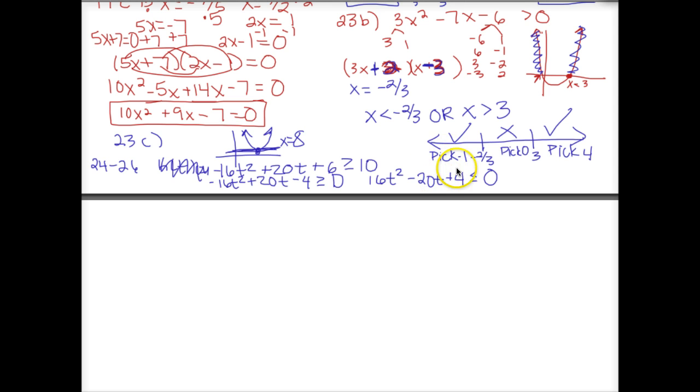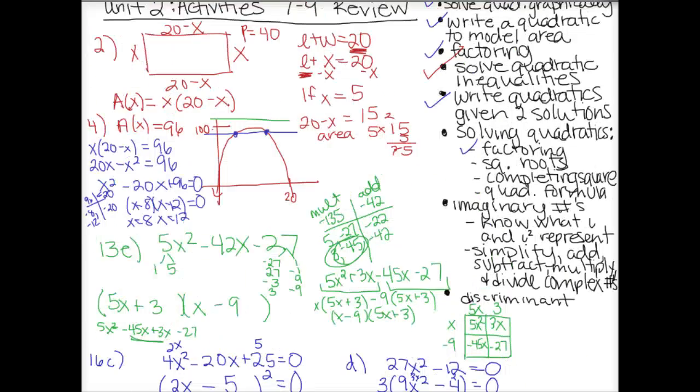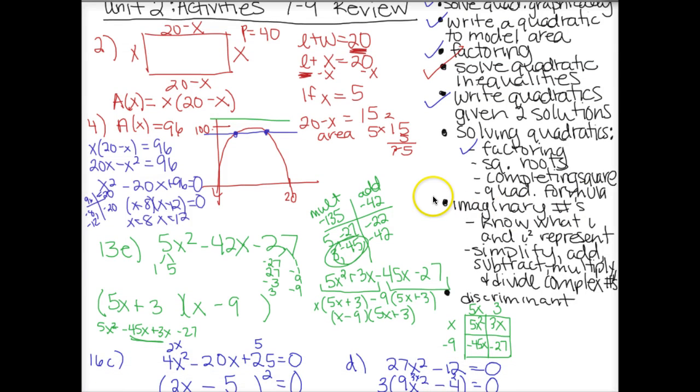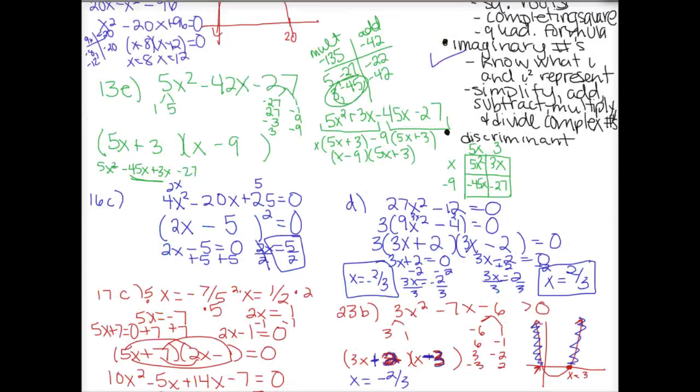All right, so let's move on to activity 8, which is where we started talking about imaginary numbers. So we're going to check that off of our list and talk about those. So the most simple thing is making sure that you know that i stands for the square root of negative 1 and that i squared is negative 1. So being able to simplify, that's important.